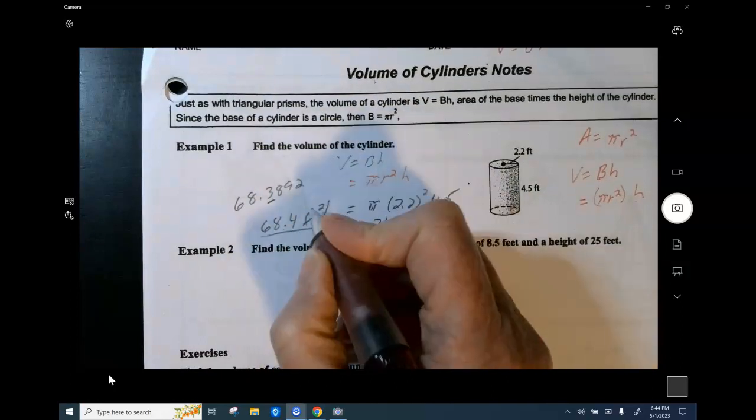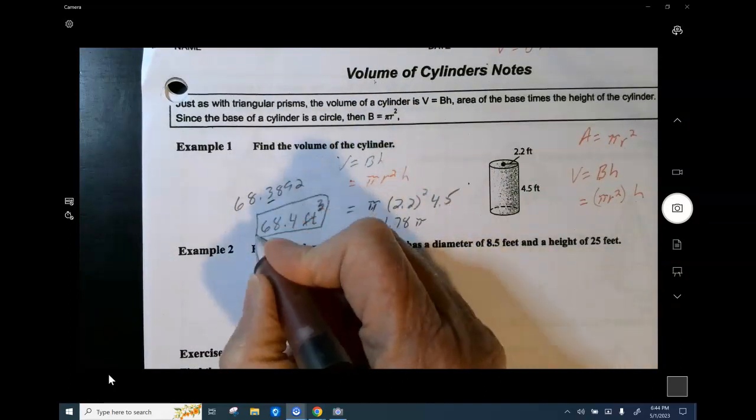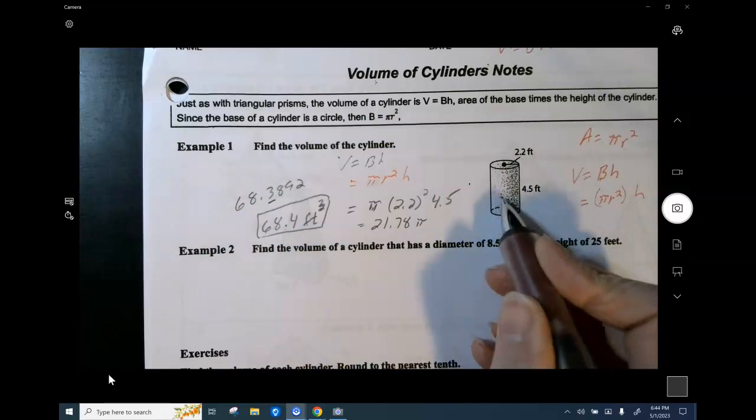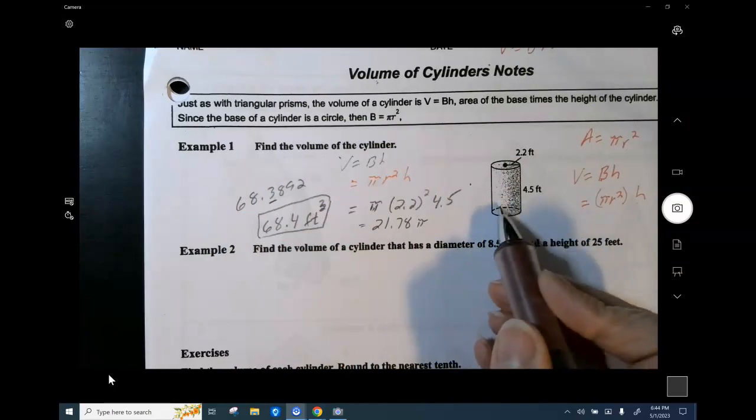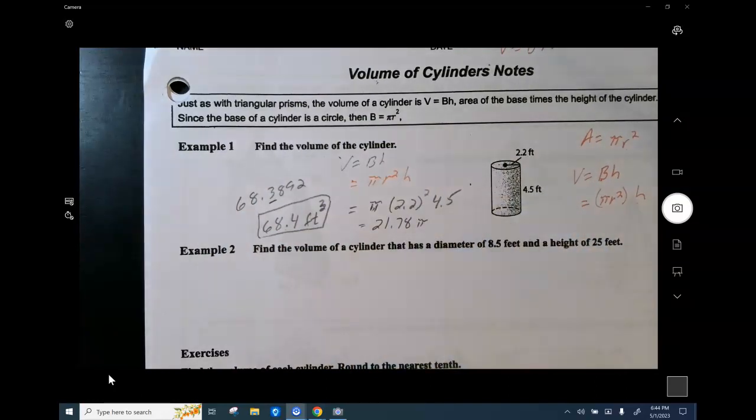And because we're in volume, it's always cubed. And we learned that cubed, not squared. We learned that because it's how many cubes would fit in it. And as you can see with a cylinder, blocks won't work in there because we have rounded edges.